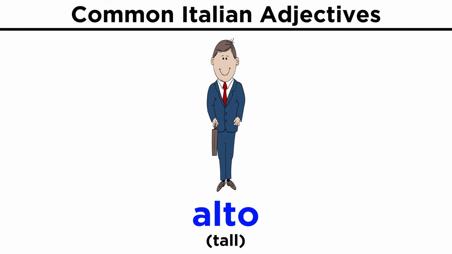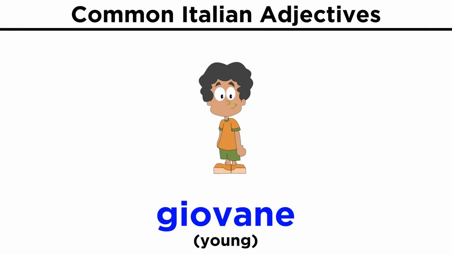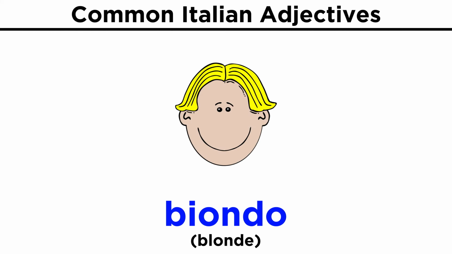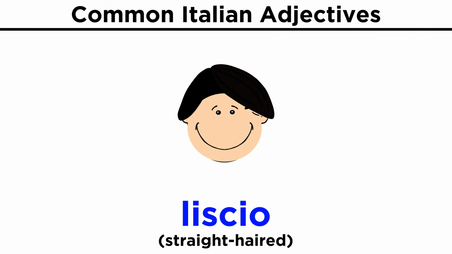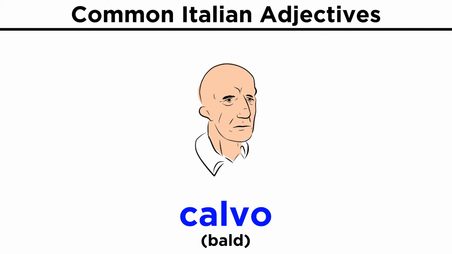Alto. Basso. Giovane. Vecchio. Biondo. Bruno. Liscio. Riccio. Calvo.